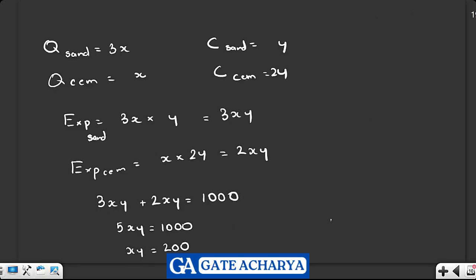XY is per the quantity cost. You can say it's a multiple of expenditure of sand and expenditure of cement. Now, if I multiply this XY value in the sand, 3 into 200, what is the answer? 600. And expenditure of cement, if I multiply 2 into 200, what will I get? 400. That's what I did now.